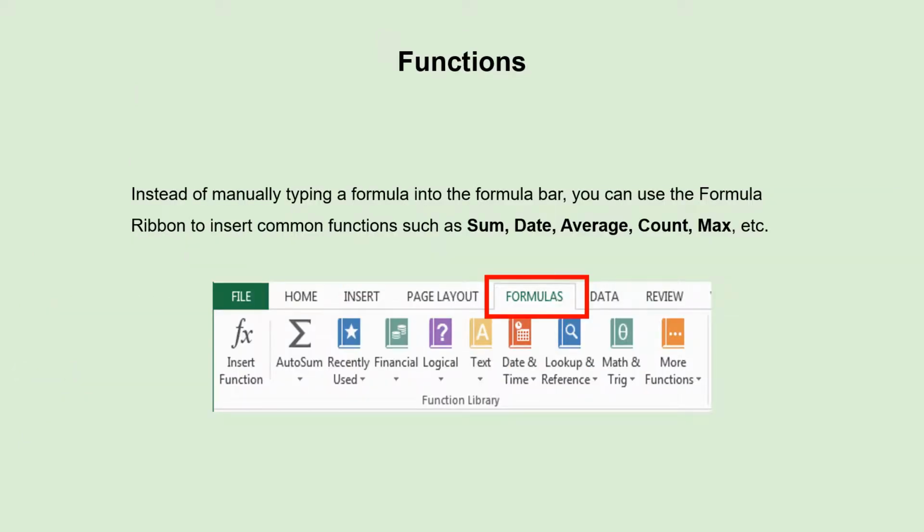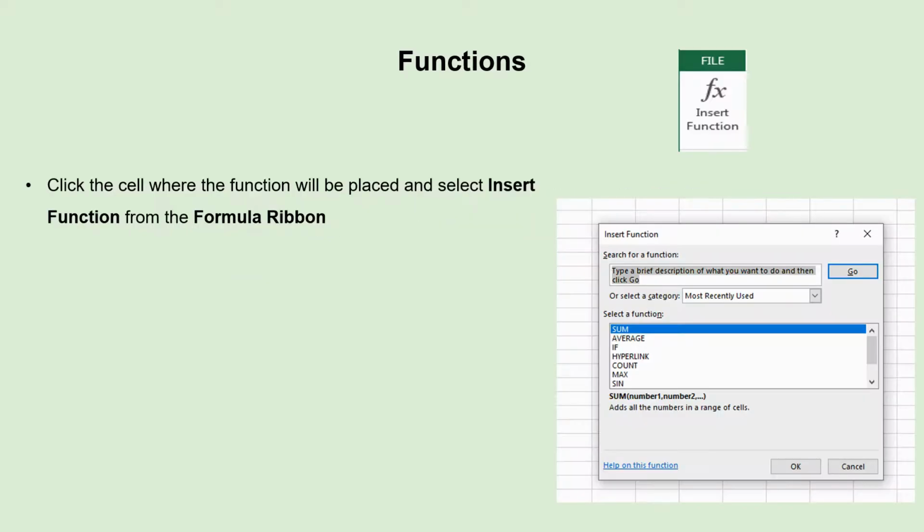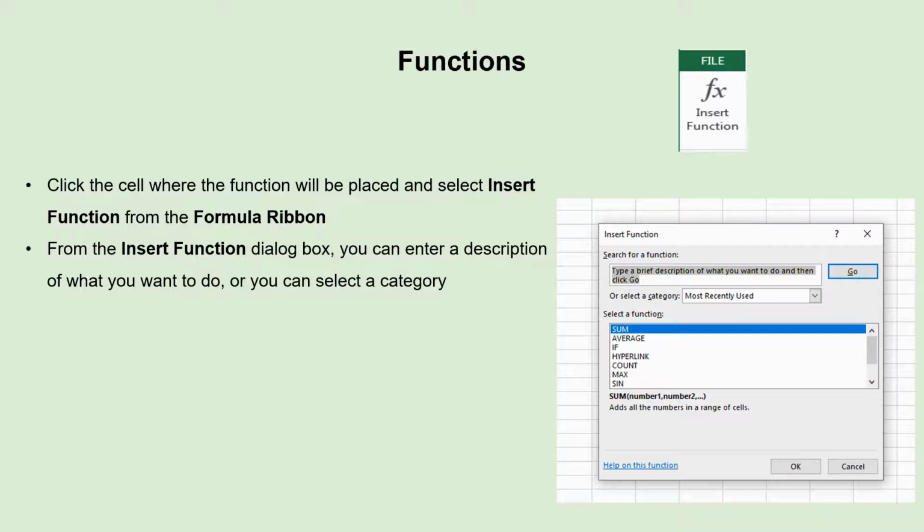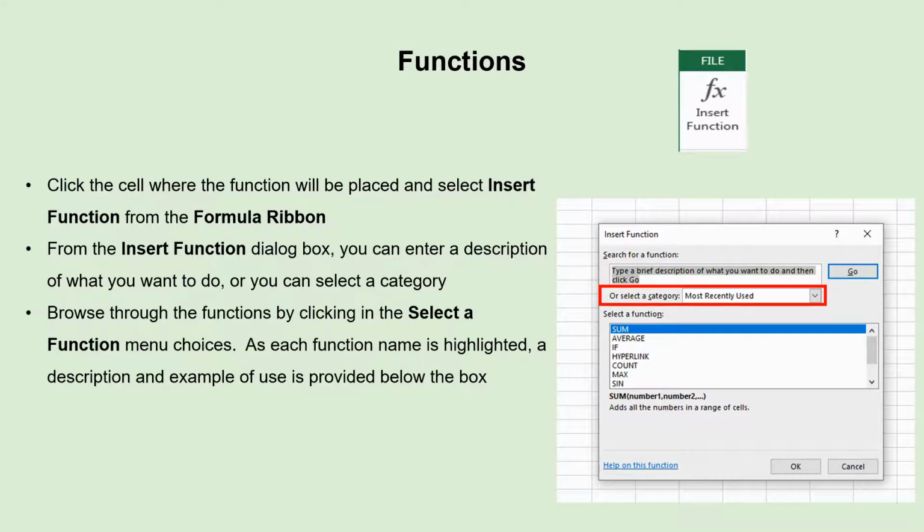Instead of manually typing a formula into the formula bar every time, you can also use the formula ribbon to insert common functions such as sum, date, average, count, max. To use functions, click on the cell where the function will be placed and select Insert Function from the formula ribbon. From the Insert Function dialog box, you can enter a description of what you want to do, or you can select a category. Browse through the functions by clicking in the Select a Function menu choices. As each function name is highlighted, a description and example of use is provided below the box. Click OK to select a function.